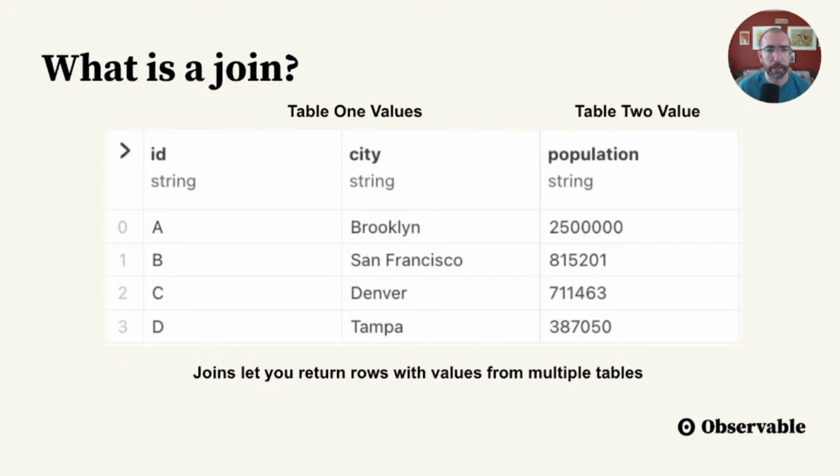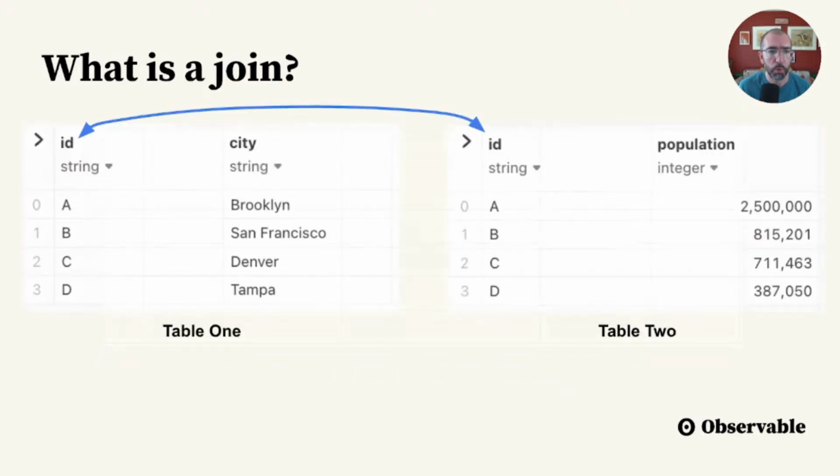So how do we do that? The way that we're going to join those two tables is by matching those two data sets on the ID. Since we can see here, there's an ID in both tables. We can just see that there's a match, right? There's A, B, C, D. That's how we're going to join those two data sets together to return one data set.